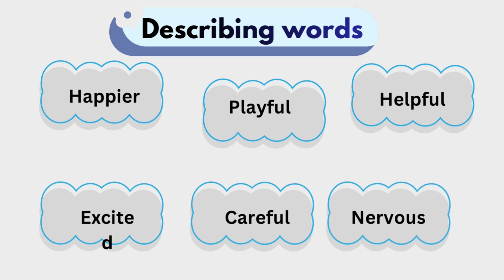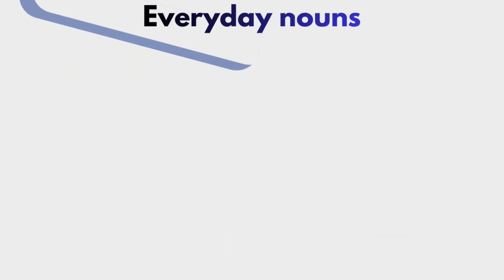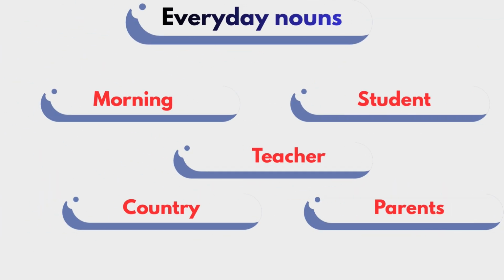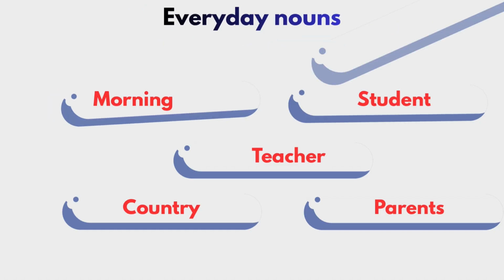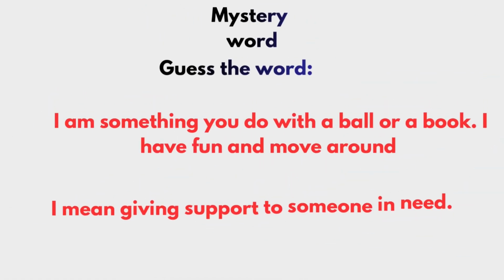Okay, here is a practice exercise. You need to find the mystery word. So you need to guess which word it could be. I am something you do with a ball or a book. I have fun and move around. What could it be? Later you think about it and check the answer in the next slide. Next is, I mean, giving support to someone in need.